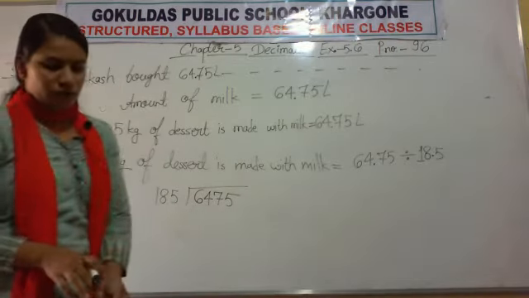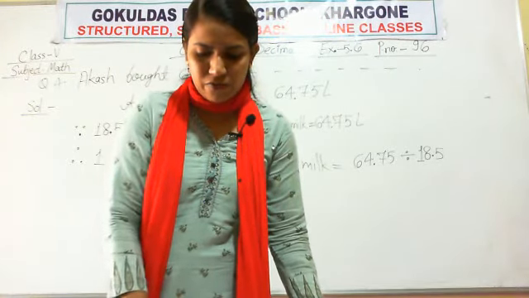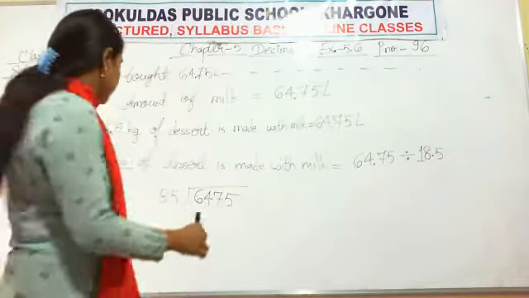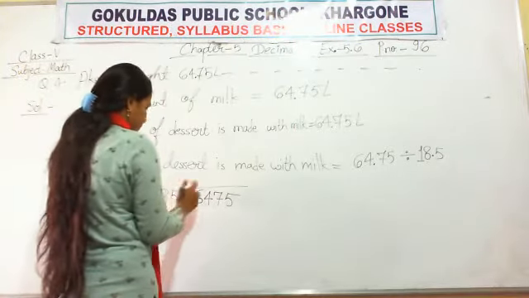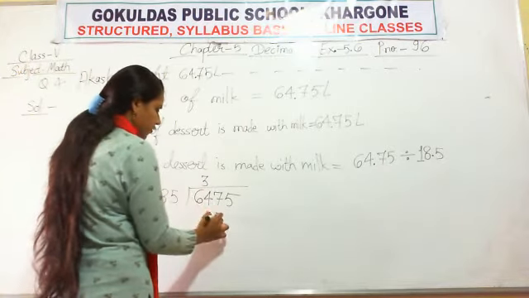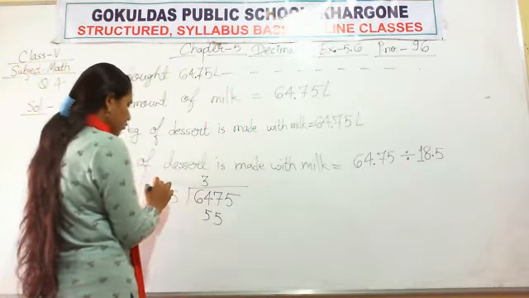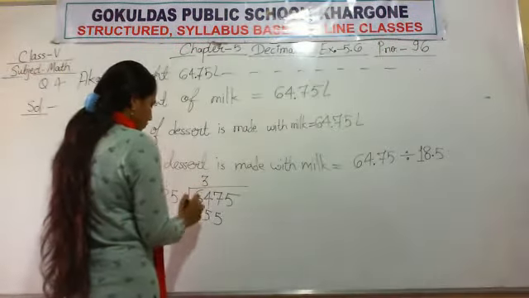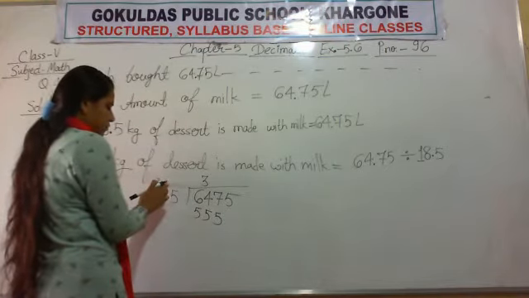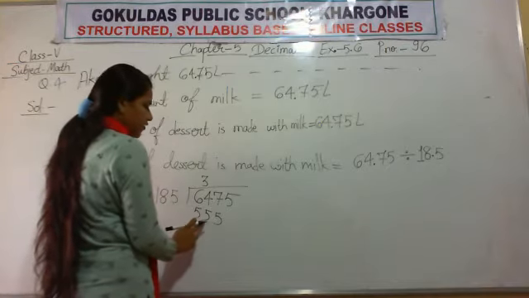Now your divisor is of 3 digits, so take the first 3 digits of your number. In 3 times we can divide. 3 5s are 15, so 5 here, 1 carry forward. 3 8s are 24 and 1 is 25, so 5 here, 2 carry forward. 3 1s are 3 and 2 is 5. So when we multiply 185 with 3, our result is 555.